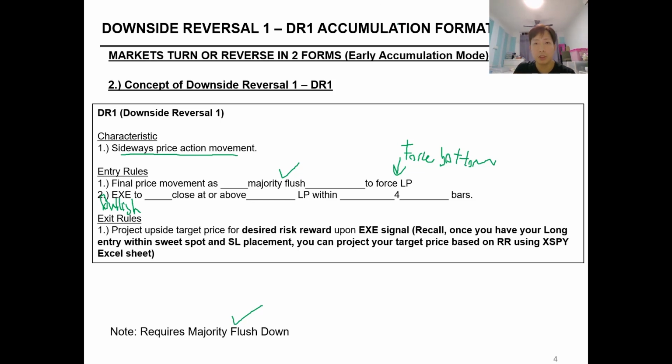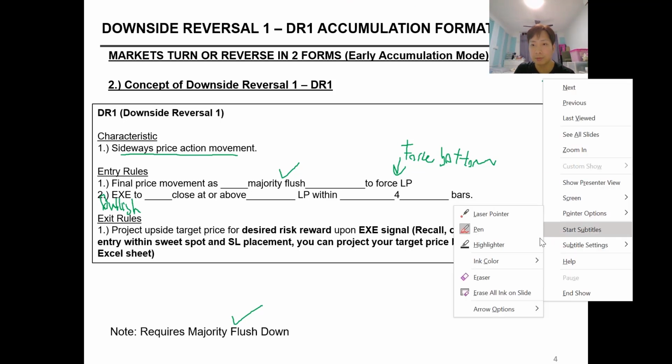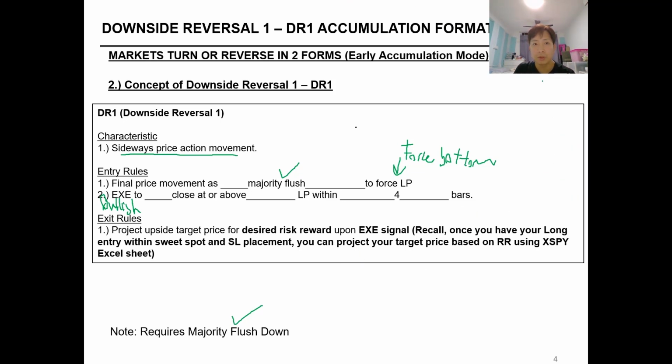Okay, so the strategy concept model is something like this. Let me just draw it out for you. So a DR1 looks something like this, right? Of course this is your swing low, which is your LP, and we want to see a false bottom scenario.